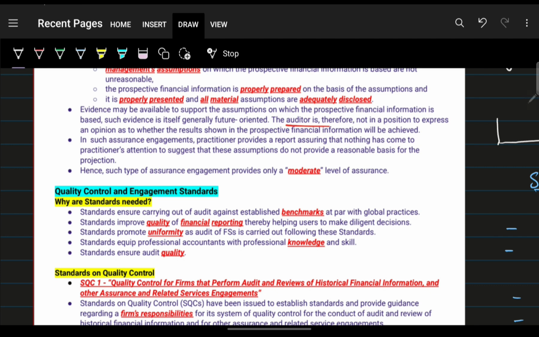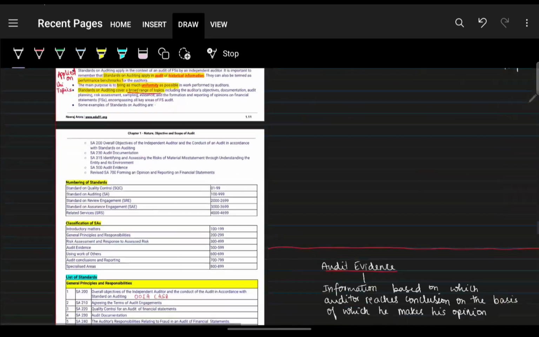Here, the auditor is not in a position to express an opinion as to whether they will be achieved or not. Okay, he will not vouch for the accuracy of the data, or he will not vouch for the accuracy of the presumptions that have been made. Okay, next. Hence, this type of assurance engagement provides only a moderate level of assurance. Okay, next we'll move on to the next part.